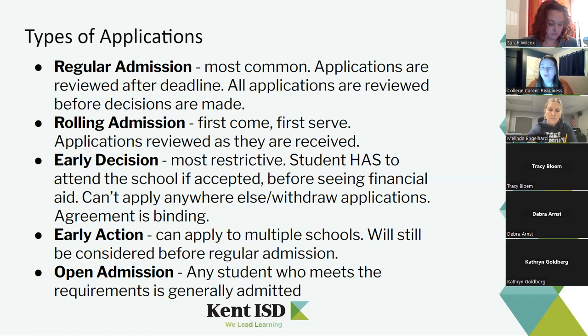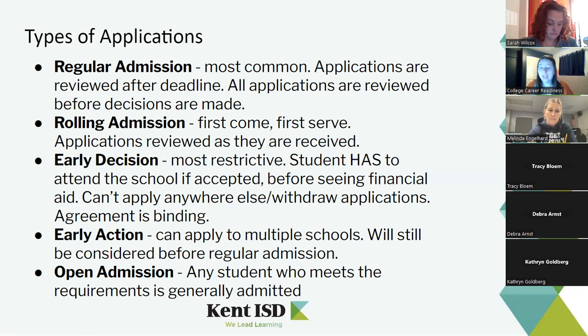Of course, they can't really force a student. But if they go back on that agreement, schools do talk. They might talk to other schools and find out that the student also applied early decision there. Again, they're only supposed to apply to one school early decision. They're not supposed to apply anywhere else. If they have applied anywhere else, regular admission or early action, they're supposed to withdraw their applications from those schools.